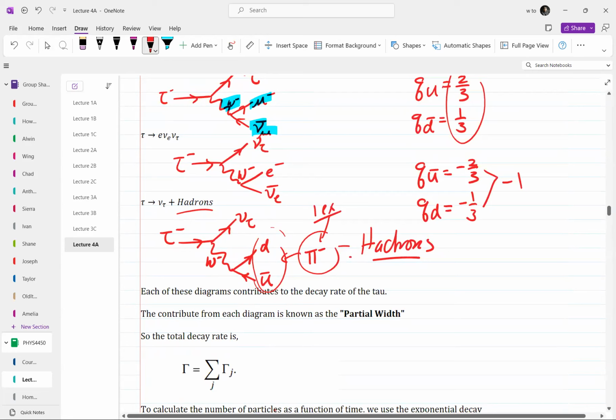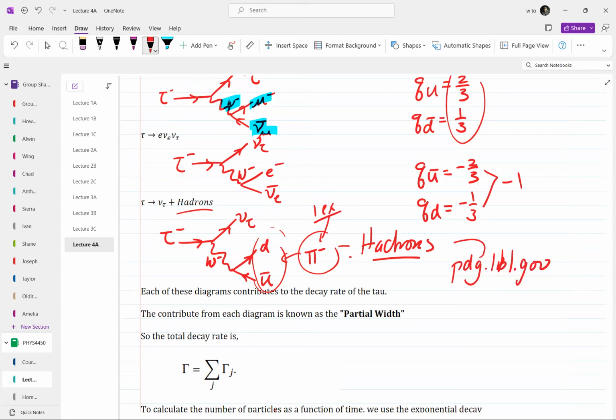Yeah. So if you go to the Particle Data Group, there's a website called pdg.lbl.gov. And then you look up something like tau decay on that website, and you'll find all the different possible decay channels it can go into.